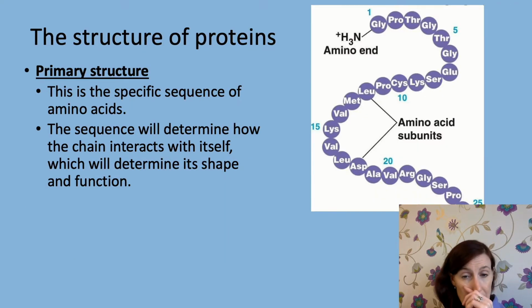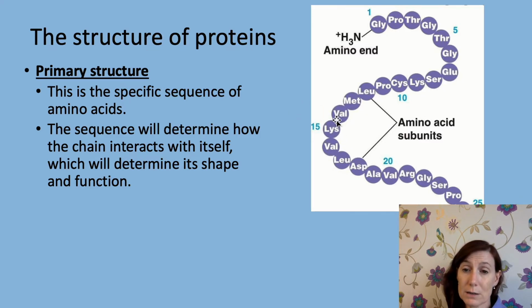So you will need to have notes on the different tiers and what that looks like. The first one, the primary structure, is fairly straightforward. It's the sequence of amino acids. So here are some actual amino acids in this chain, and we have a specific sequence of them.